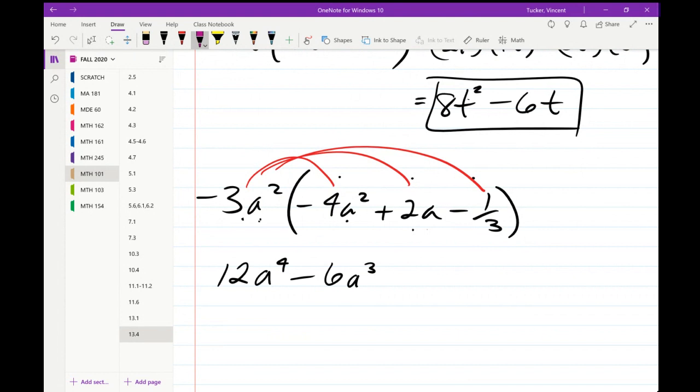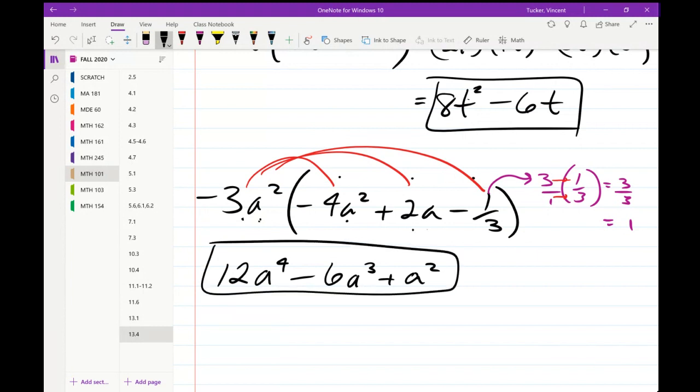Now this next one, make sure you don't forget your fraction work. That's 3 times 1/3. 3 is the same thing as 3 over 1, so that's 3 over 3 when you multiply across. And 3 over 3 is just 1. So that's negative times negative, which is positive. So that'll be a 1a squared. That would be your answer.